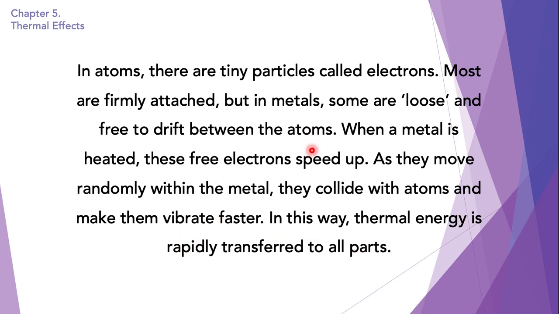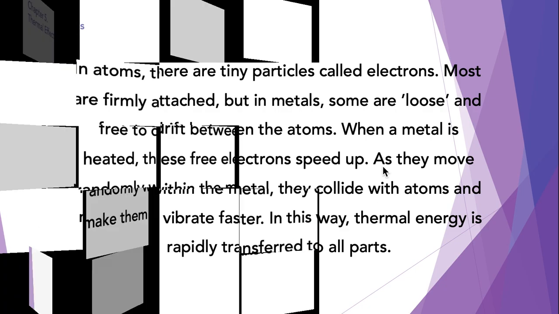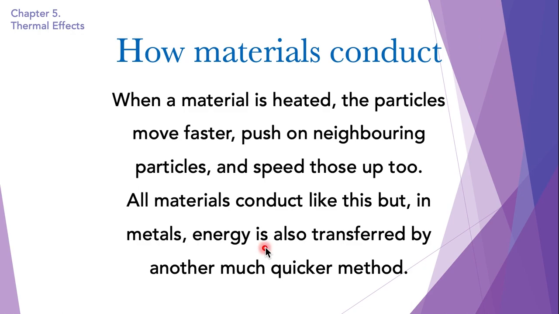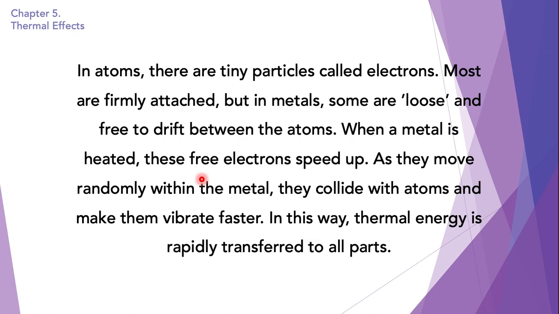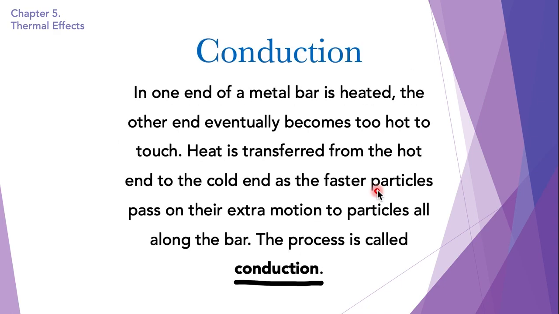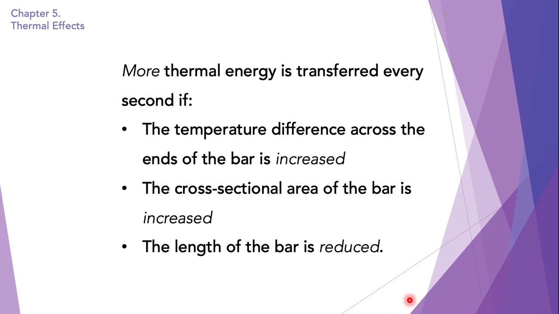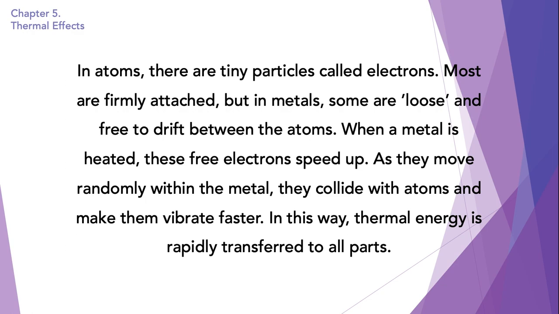So this is how materials conduct. Well, I would like to say this is how metals conduct. Not all materials conduct like this because not all materials have free valence electrons. So this was conduction. I hope you have understood it because it's so easy to understand. Conduction simply happens when faster particles in a material pass on their extra motion to particles all along the material. So it's pretty simple to understand, and we've understood conductors and insulators as well, what they are and how metals conduct. So we are going to move ahead on to understanding convection.